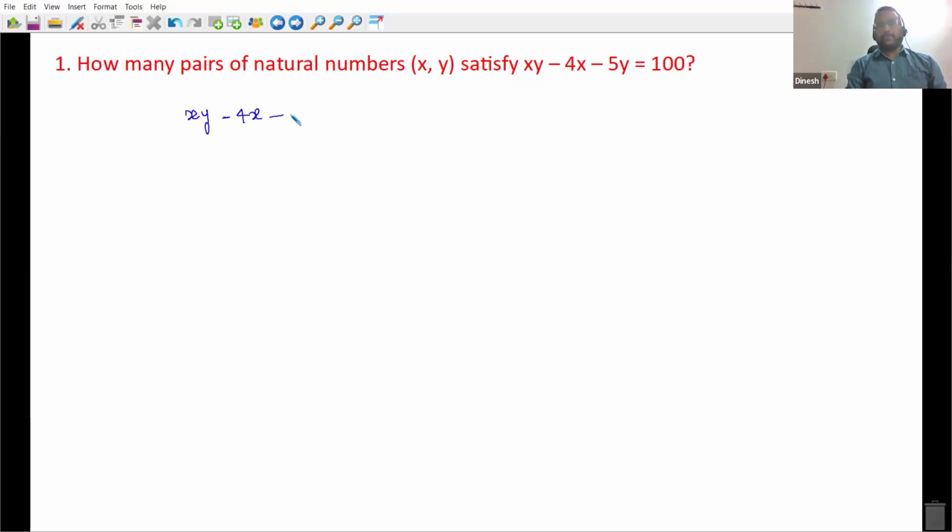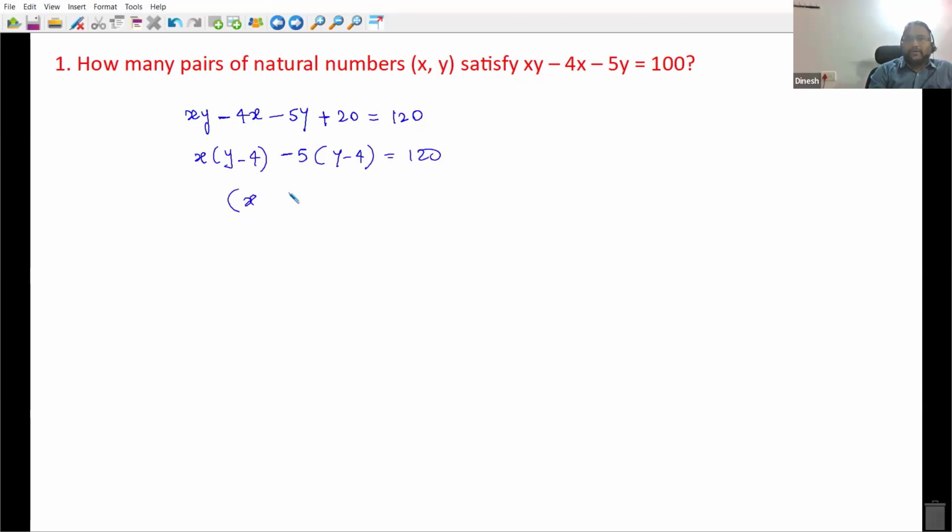Over here, we need one number: minus 4 into minus 5 plus 20. Add 20 to both sides. Okay, everyone. So x common, y minus 4, minus 5 common, y minus 4. So x minus 5 into y minus 4 is equal to 120.